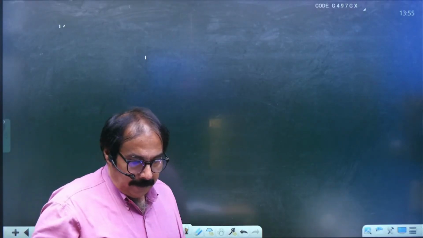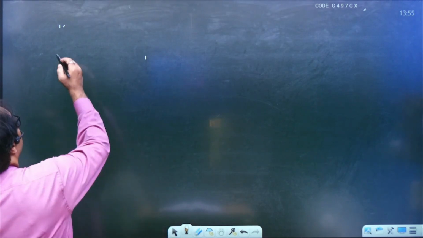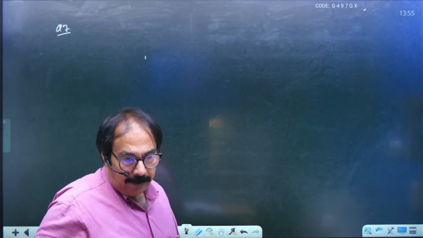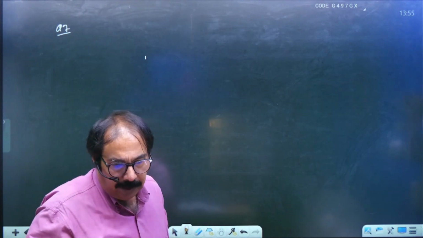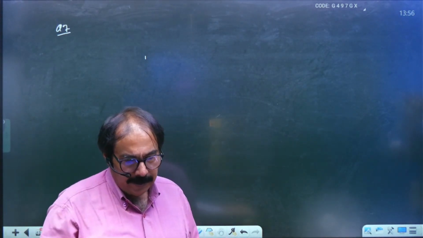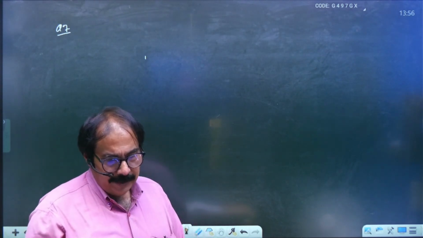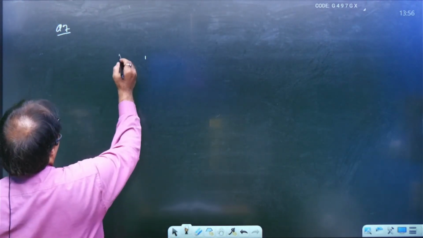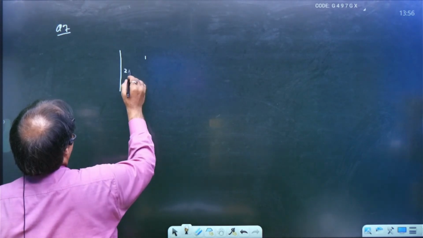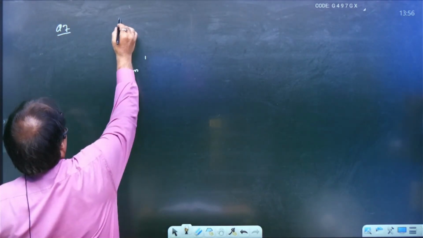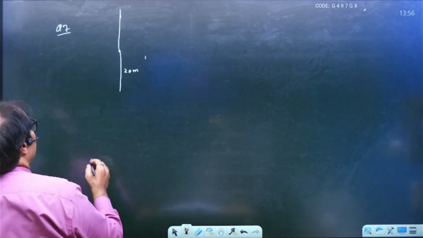Okay, so now the next question is question number 7. The seventh question is: from a point on the ground, the angle of elevation of the bottom and the top of a transmission tower fixed at the top of a 20-meter high building. So say this is a 20-meter high building, and on the top of it, a transmission tower is fixed.